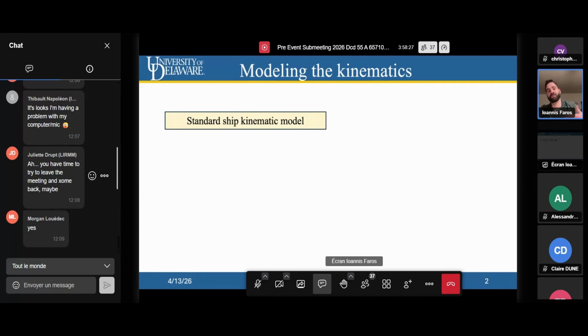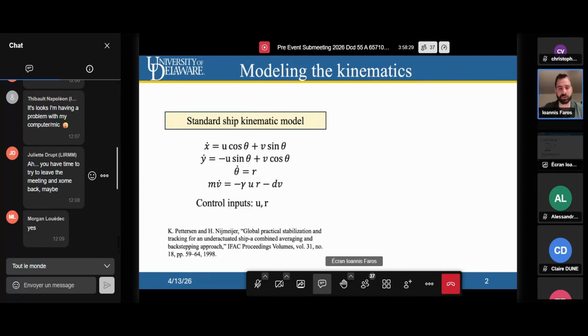In the literature, you can find the standard ship kinematic model that is none other than this. This kinematic model has four states: x, y, theta, and v, standard kinematics, and one constraint on the sway velocity, with two control inputs. However, this kinematic model appears not to be differentially flat. The problem with this model is this term here, and especially the coefficient gamma, that messes up the recipe as you try to derive the differential flatness property. It appears that this term cannot be cancelled.